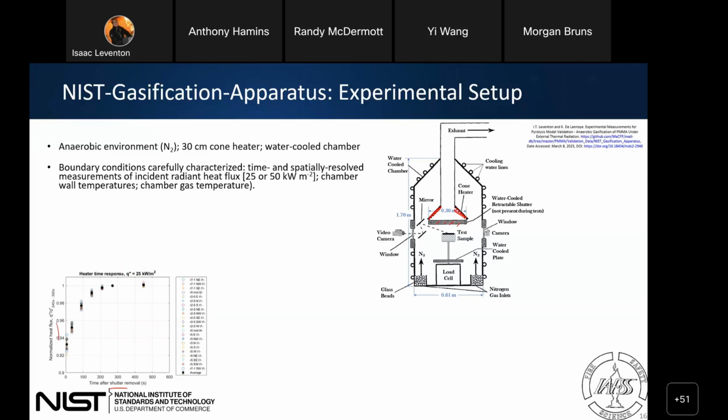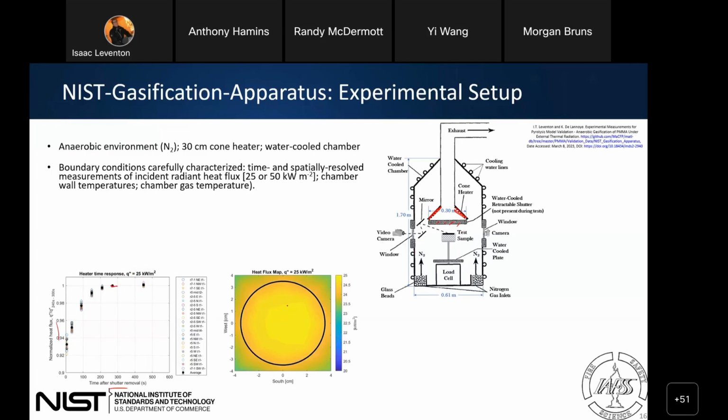And once we get to steady state heating, about 300 seconds after shutter removal, we see a heat flux profile across the surface of the sample as we have measured here. So this comes from measuring heat flux here and here and here and here at, let's say, 21 to 28 different points across the surface of the sample.